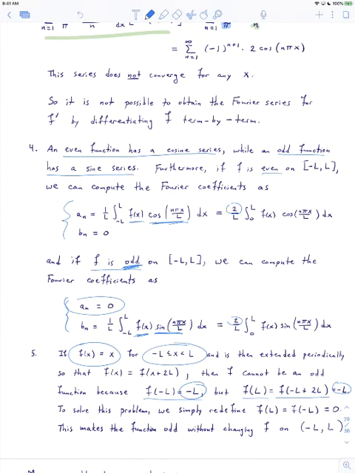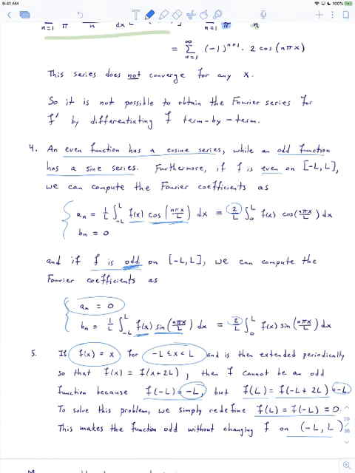And the way that we solve this problem is we just redefine it so that it's 0 at the endpoints. As long as you make your function 0 at the endpoints, then you have something which is periodic and also odd. Importantly, it doesn't change f on the inside of the interval, just at the endpoints.